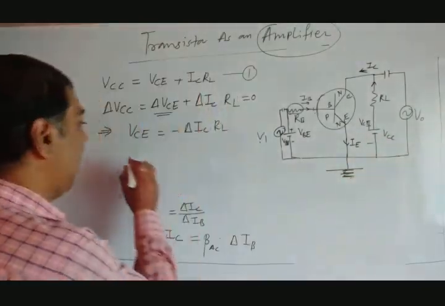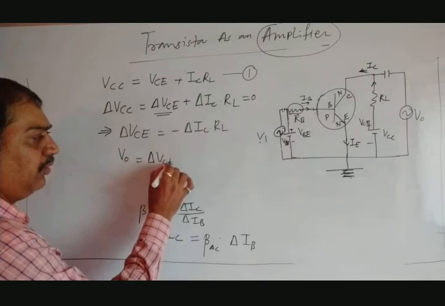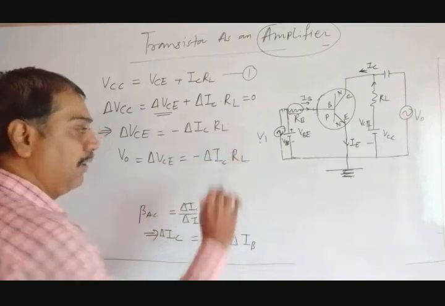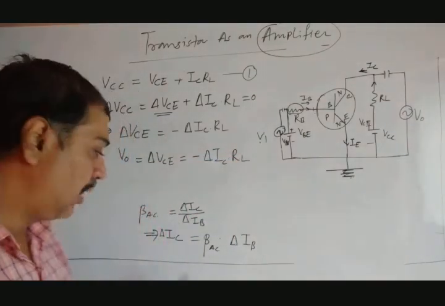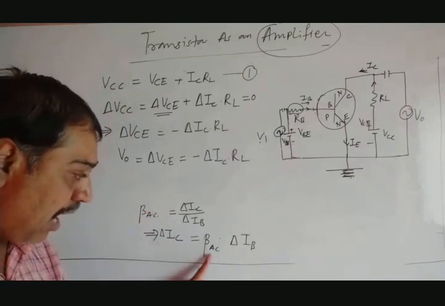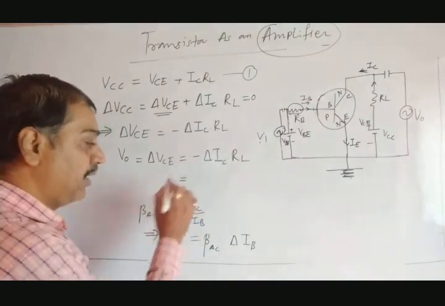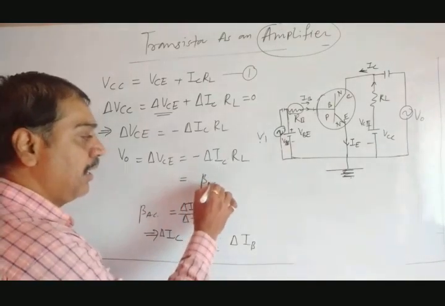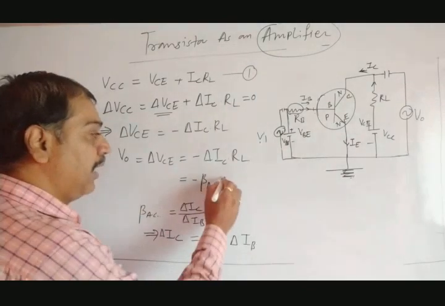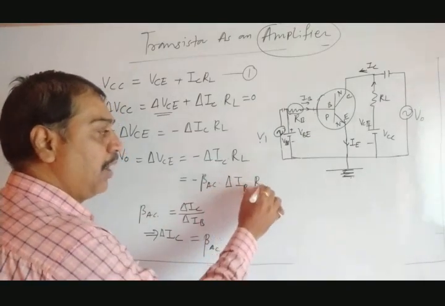So we can write this equation as V0 equal to delta VCE, and that is equal to minus delta IC into RL. Now if you remember, I have not just rubbed this part. Delta IC value already we have found out from the first equation at the input. It is beta AC into delta IB. Put this value here as delta IC. So we can write here equal to minus beta AC into delta IB, this is the value of IC, into RL as it is.